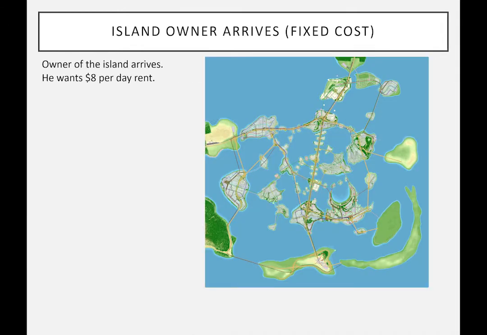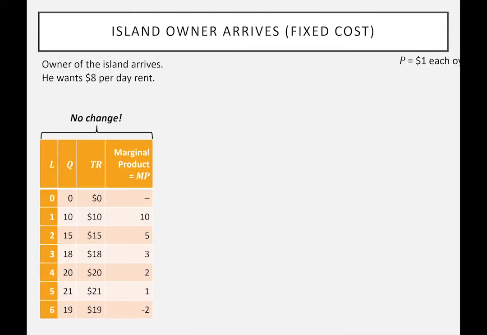So what changes now is the guy's on this island, and the owner of the island shows up. Remember, he's on this island here, and the owner wants $8 per day. So he's going to charge rent. It doesn't matter what you do, you've got to pay the $8 per day rent. So the question now is, how does that change things? Well, let's take a look.